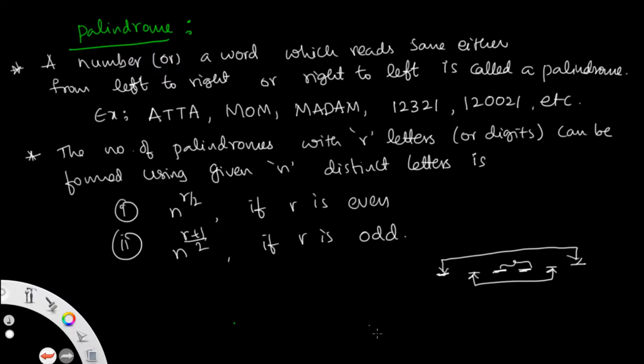So the next concept is palindromes. If a number or word reads the same either from left to right or right to left, it is called a palindrome. On the basis of these concepts, we have some exercise problems. We solve them in exercise 5.2.